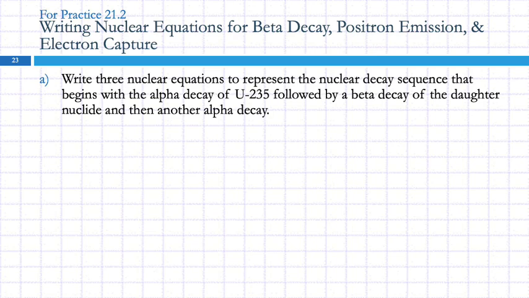Okay, so we're going to practice writing nuclear equations here. For this first one, write 3 nuclear equations to represent the nuclear decay sequence that begins with the alpha decay of uranium-235. That's followed by beta decay of whatever that daughter nuclide was, and then alpha decay for that one. So what I want you to do is work on writing the equation for the alpha decay of uranium-235.